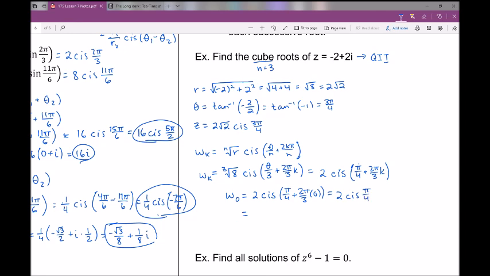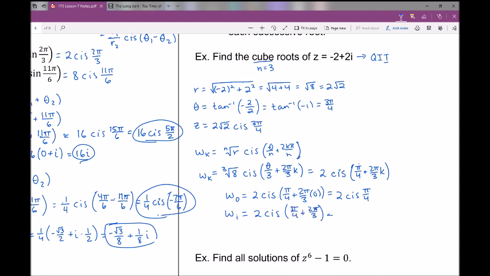So omega sub 1 is going to be 2 cis, and to find the next argument of our next root, we're just going to take the previous one and add 2 pi over 3.